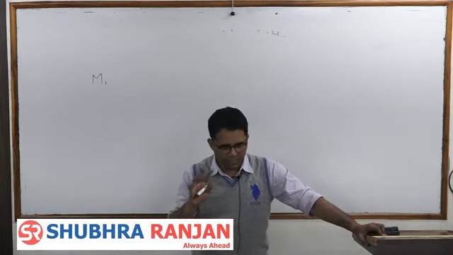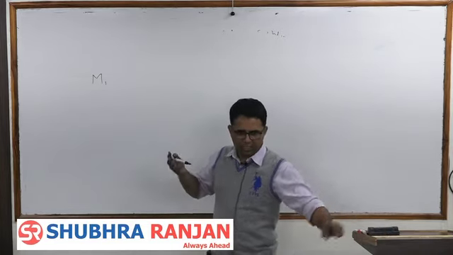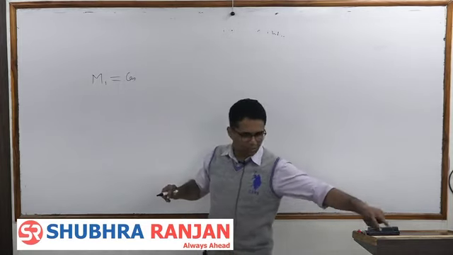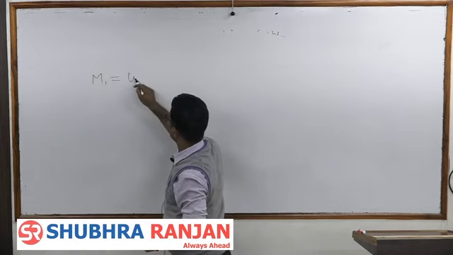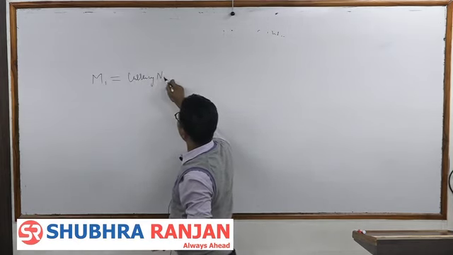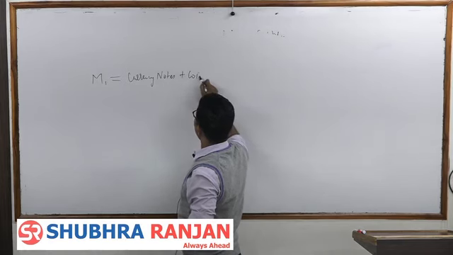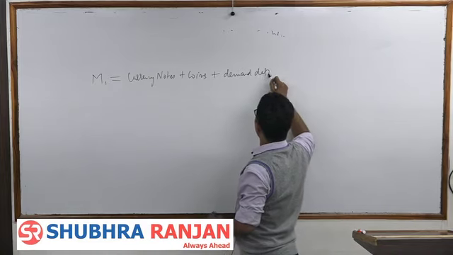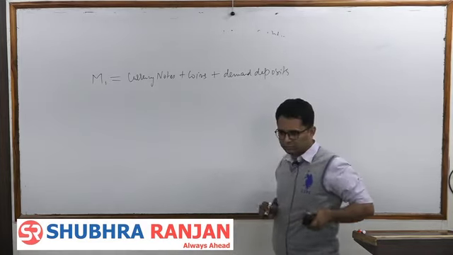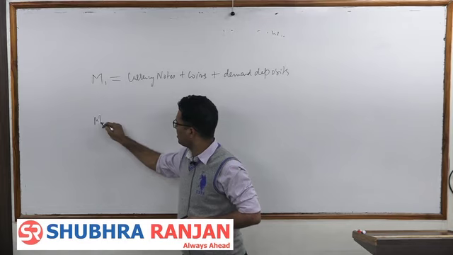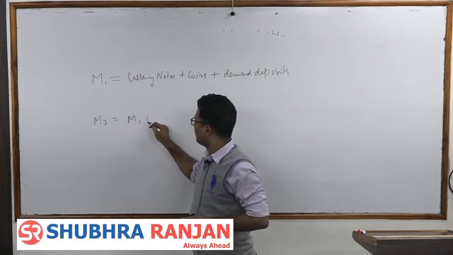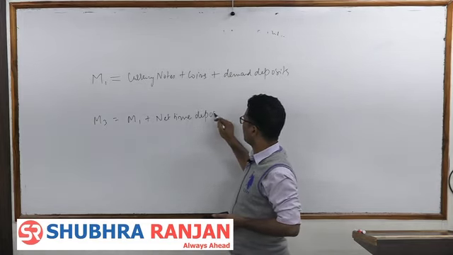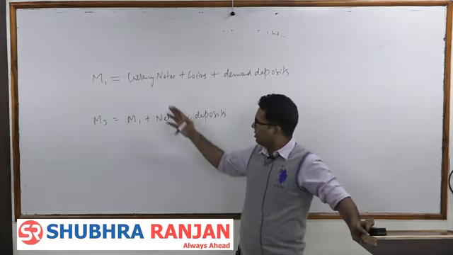There are two terms of money supply. If someone asks what is the money supply in the economy, I may say that currency notes plus coins plus demand deposits, and then I can write M3 is equal to M1 plus... so this includes only demand.